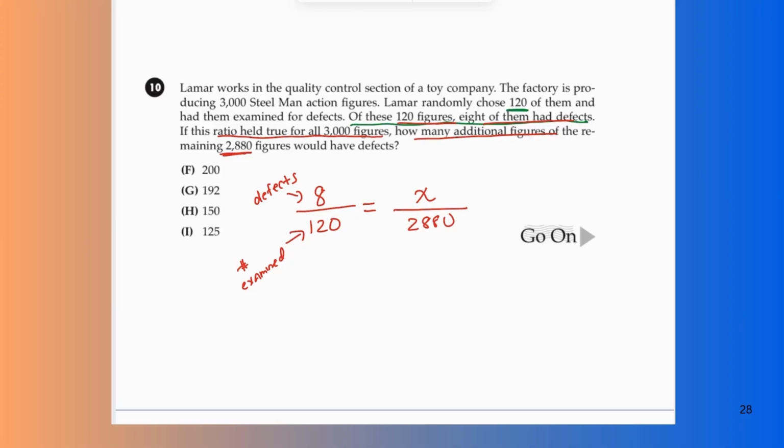Just like the other problem, we are solving a proportion, so you can do it 2 different ways. I'll just do it by cross multiplying this time. So we're going to cross multiply 2,880 times 8. That's going to give me 23,040. We're going to bring down the equal sign, and then you're going to cross multiply the other way, 120 times x, which is, of course, just 120x. You're solving a one-step equation, so we want to get that x by itself, so we're going to divide by the 120. But whatever we do on the right, we have to also do on the left. And when we divide by 120 there, we're going to get 192. So 192 figures would have defects out of the ones that are remaining.